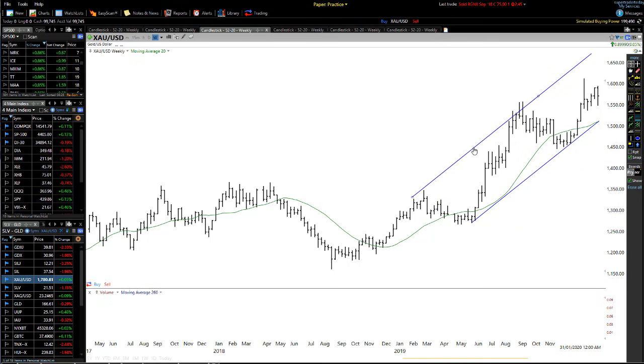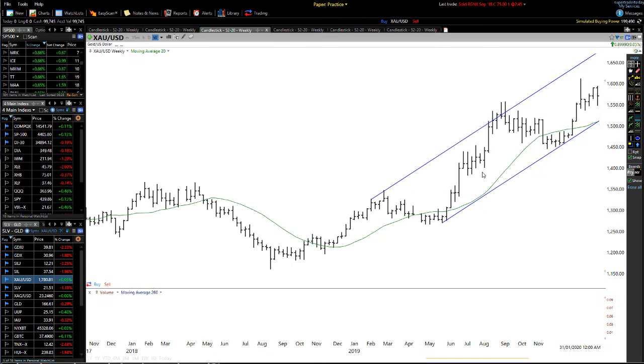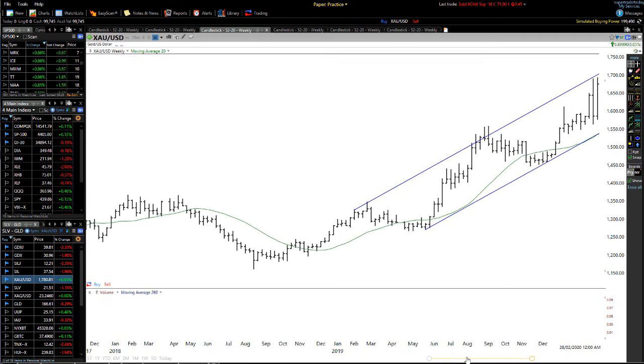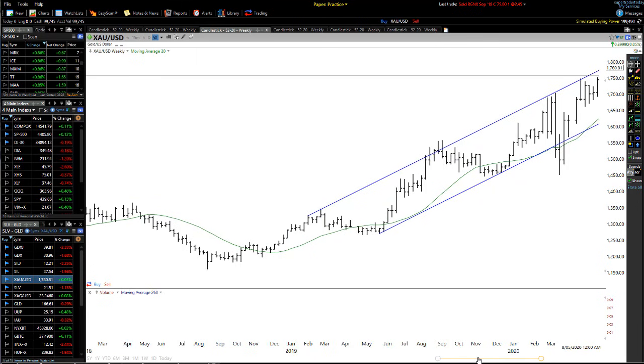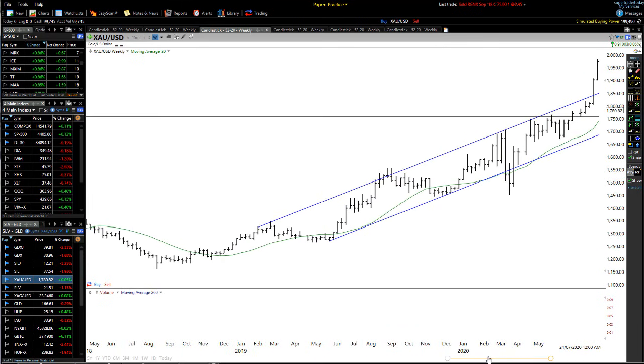And now if we draw a resistance line, notice how we've actually got a bit of a channel going on here, right through there. So this is now a channel. Now, what can happen sometimes is that this channel, if I go back to my data and zoom, look at this here, it stays in the channel. Then look what happens. We pop out of the channel and we come straight back into the channel. And then we start to make a really, really nice move from there.